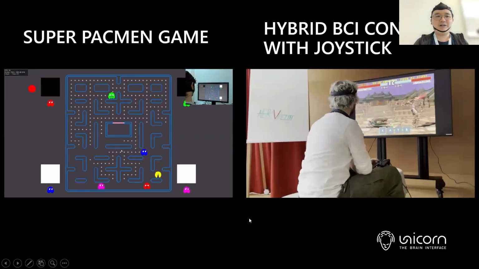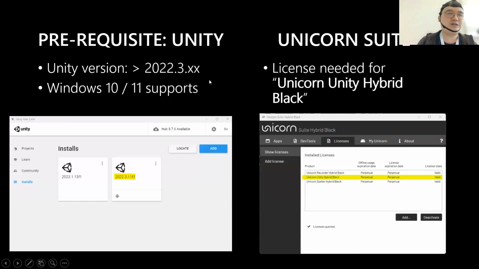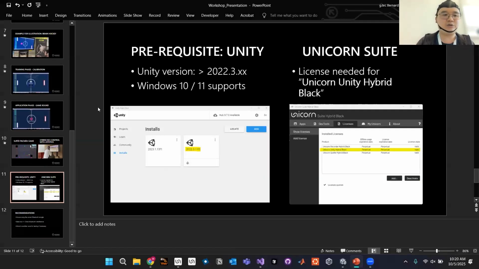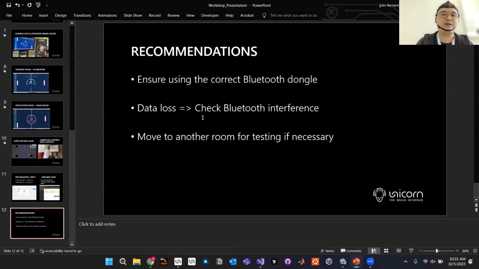For you to use Unity, you need at least Unity 2022.3, and it's supported on Windows 11 and 10. Also, in the Unicorn Suite, you need a license for the Unicorn Unity Hybrid Black. If you don't have it, you can ask us in the Discord or in person right here in the seminar room. I can also show you the final precautions, like ensuring there's a Bluetooth dongle for each Unicorn Hybrid Black. It's better if you use the Bluetooth dongle that we provide instead of the internal Bluetooth you have in the laptop.